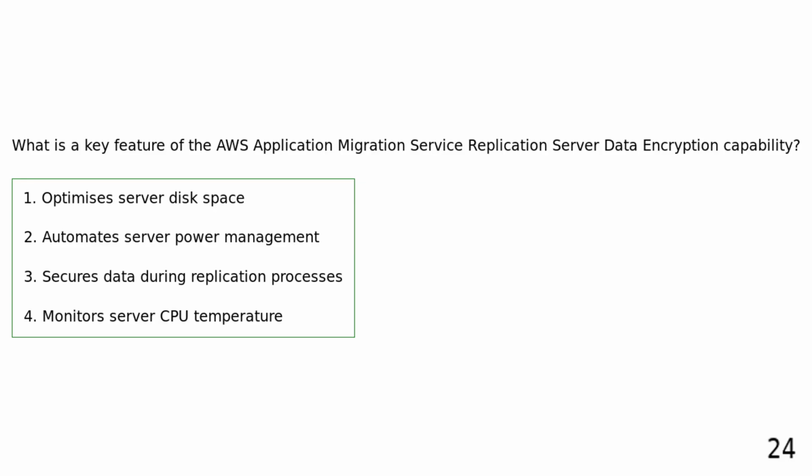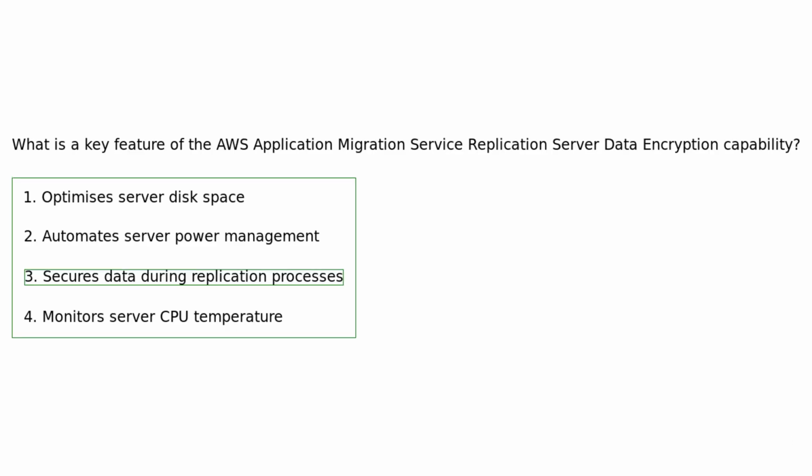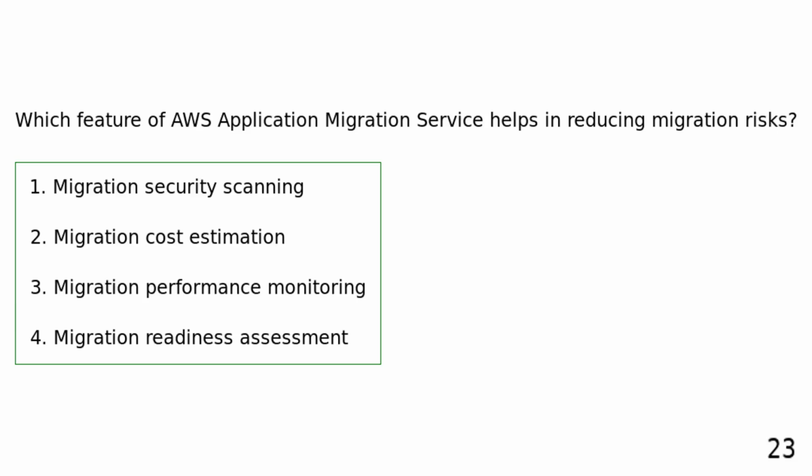What is a key feature of the AWS Application Migration Service Replication Server Data Encryption capability? Optimizes server disk space. Automates server power management. Secures data during replication processes. Monitors server CPU temperature. The AWS Application Migration Service Replication Server Data Encryption capability secures data during replication processes, ensuring data integrity and confidentiality during migration projects. Which feature of AWS Application Migration Service helps in reducing migration risks?